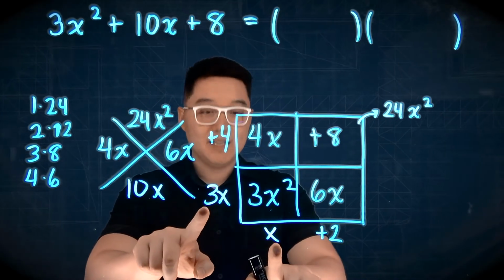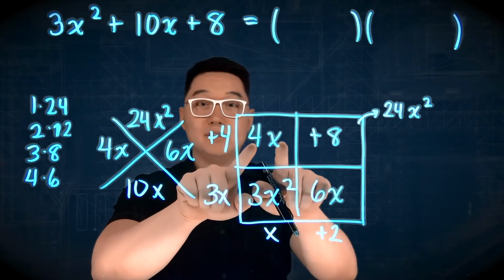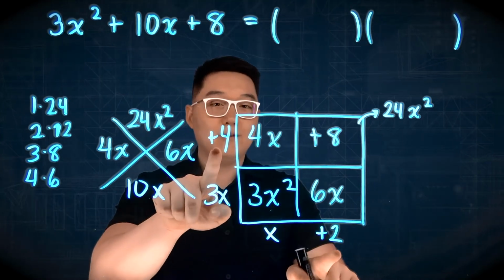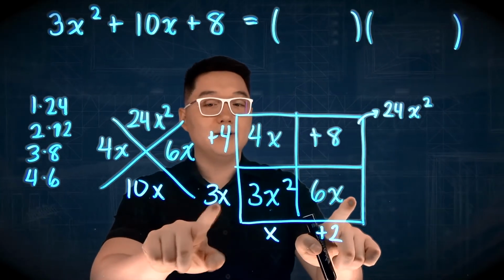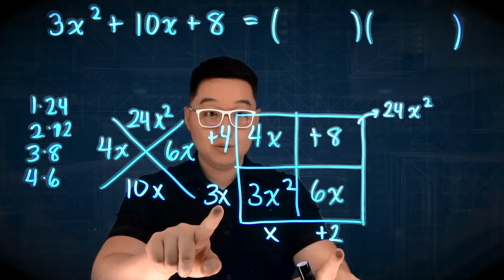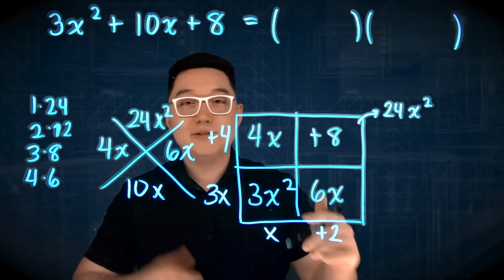3x times x gives us 3x squared. 4 times x gives us 4x. Then we got 4 times 2, which gives us 8. And last but not least, 3x times 2 gives us 6x. So everything lines up. So we're done.